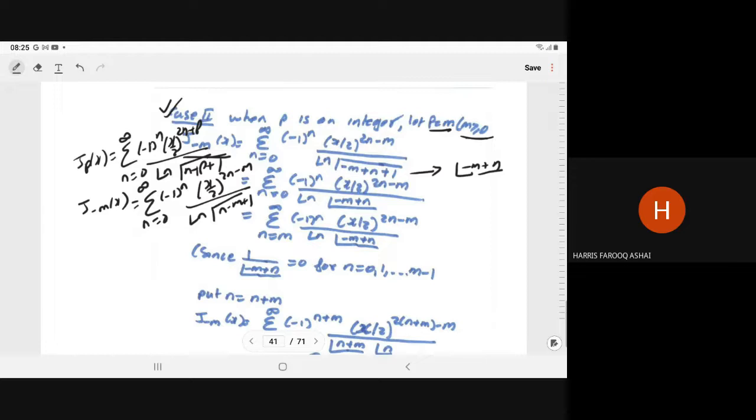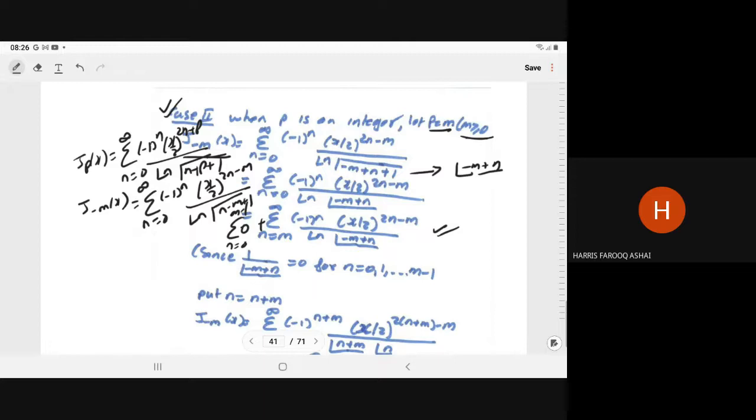So in that case, you can start your summation differently, because before m, all the terms are zero. For n equal to 0 to m minus 1, all these terms are zero. So you can start your summation from n equal to m. That is a very crucial step. In the above step we had n equal to 0 to infinity; now we have n equal to m to infinity.